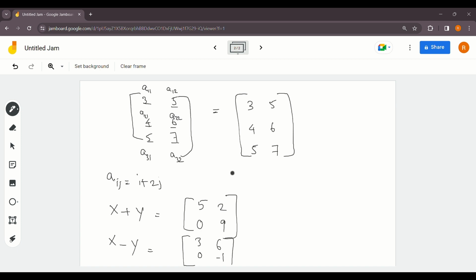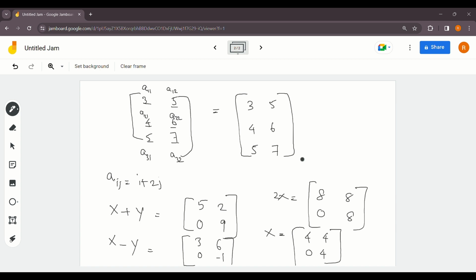So if you add, you get 2x as 8, so x is 4. So now if you get x as 4, you need to substitute it in any one of the equations to find out the value of y.